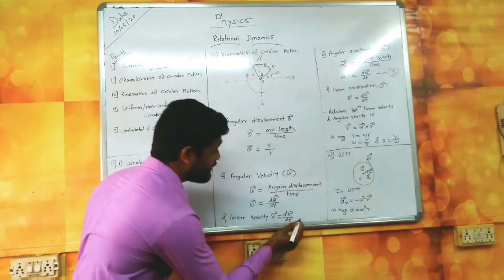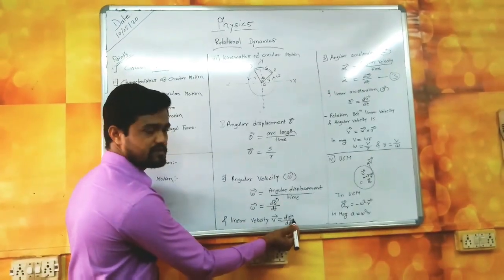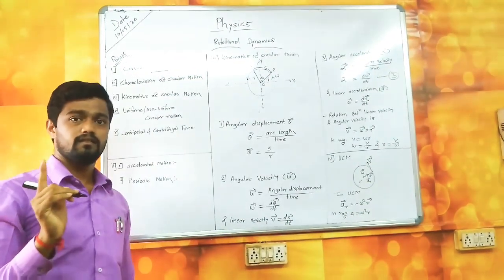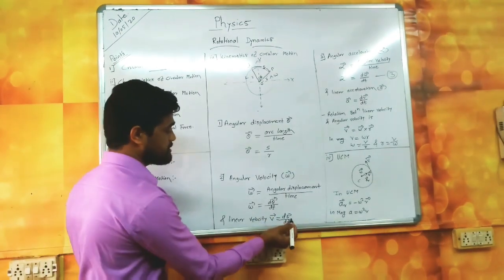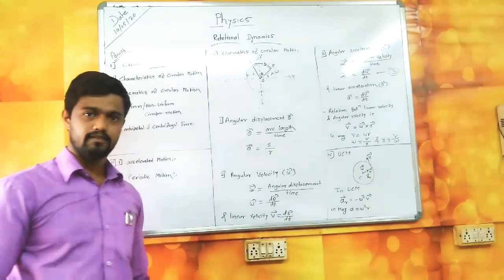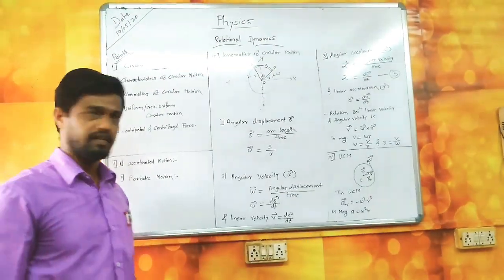Here S is defined as displacement, but in the angular case S is defined as arc length. Don't confuse them. S is displacement here, and there S is the arc. So in linear velocity, v bar is equal to ds bar upon dt.